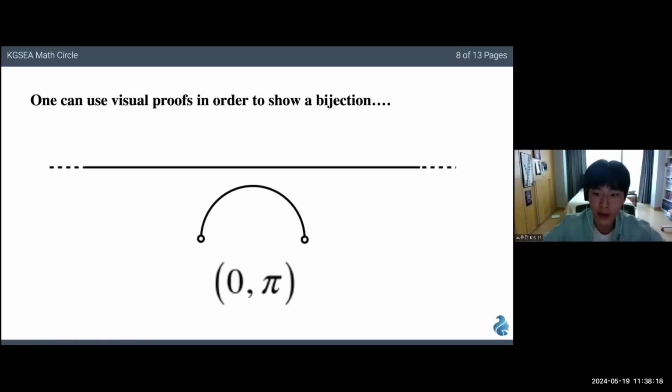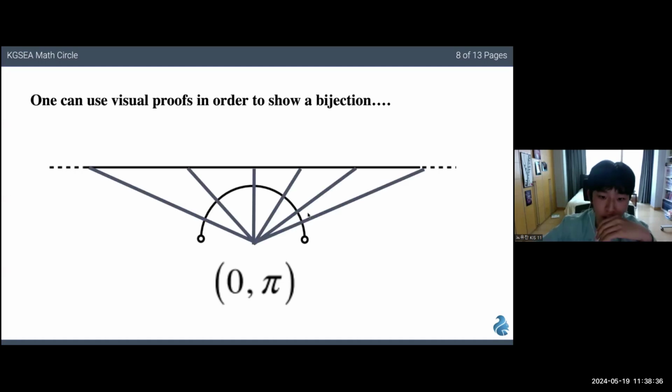So I will show a geometric proof in order to establish a bijection between the two sets. First, you establish a point at the center of the semicircle we see over here. From that point, we connect a line to the real number line. If we do so, we're going to have infinitely many straight lines connecting each point on the semicircle to the real number line. And this one-to-one bijection shows that the cardinality of the set from 0 to pi is equal to that of all real numbers.